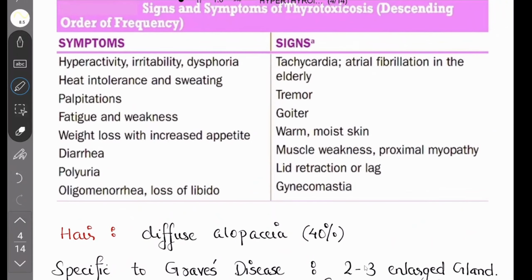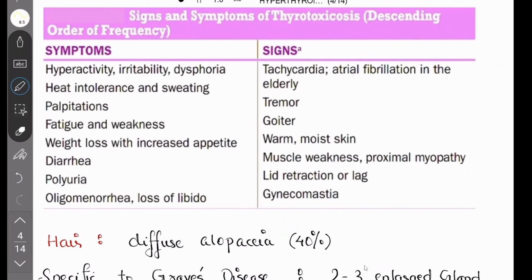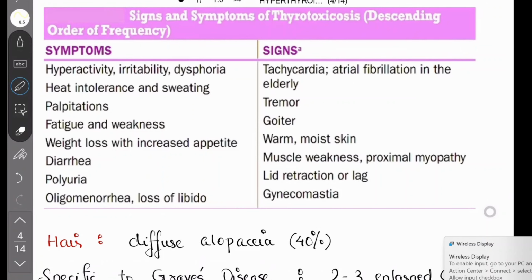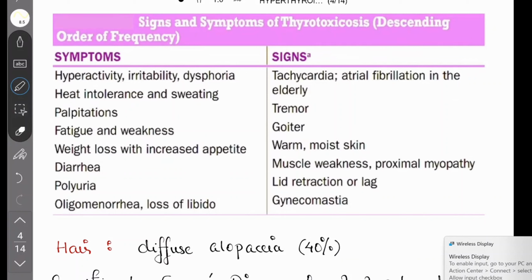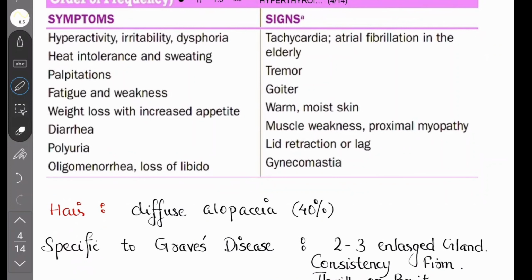Next, we should understand the signs and symptoms of thyrotoxicosis in descending order of frequency. The symptoms: hyperactivity, irritability, dysphoria, heat intolerance, sweating, palpitation, fatigue and weakness, weight loss with increased appetite, diarrhea, polyuria, oligomenorrhea, and loss of libido. Sometimes oligomenorrhea can be amenorrhea in some cases.